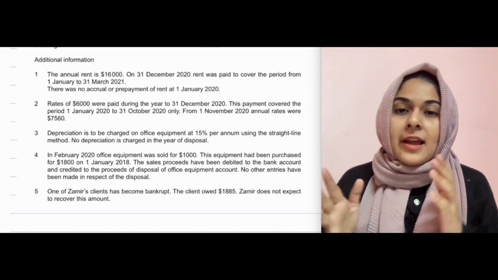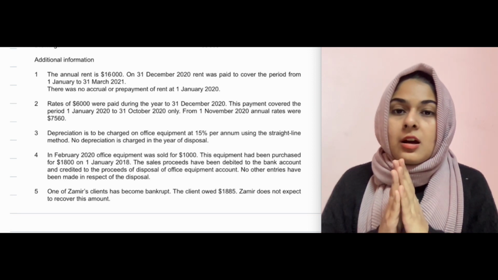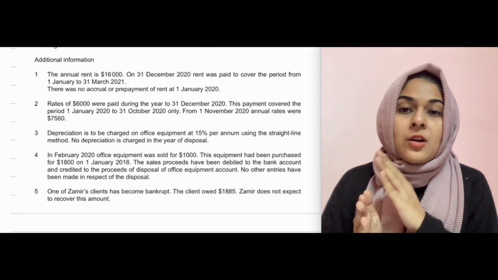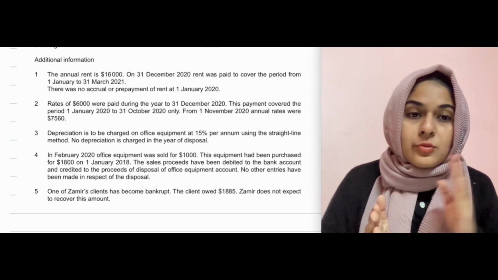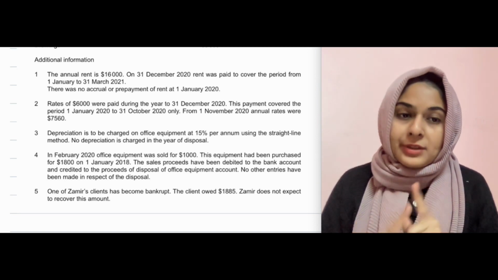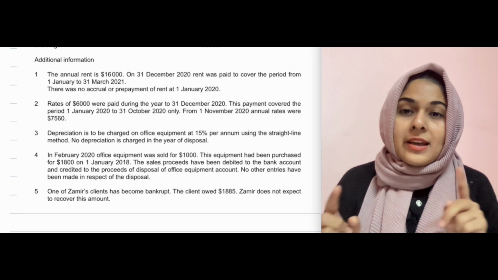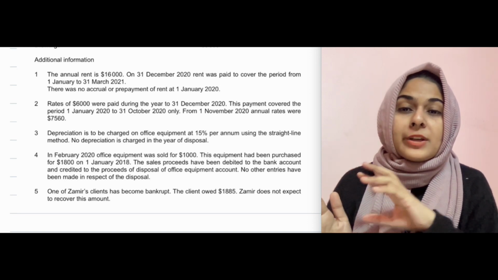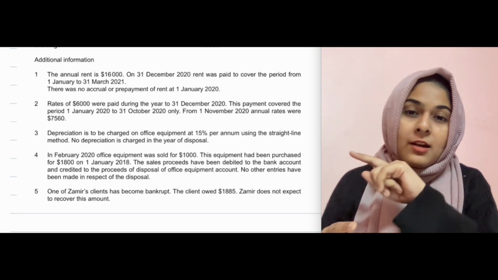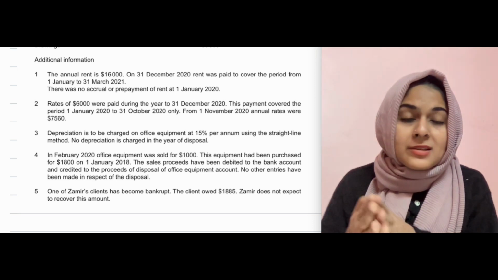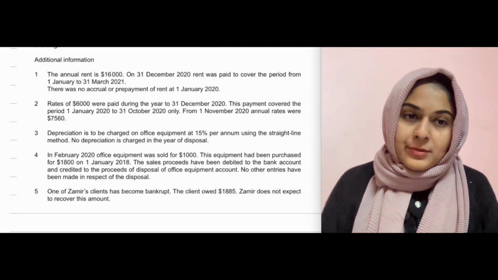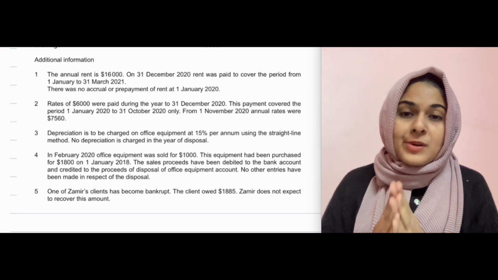So here they're saying the annual rent is 16,000. On 31st December 2020, rent was paid to cover the period from 1st January to 31st March 2021. So your period is still 31st December 2020. लेकिन इन्होंने जो rent pay किया है, they have paid from 1st January to 31st March 2021 में. इन्होंने basically December में ये payment की for the next 3 months. So the next 3 months are not in the period that you are making the income statement for. Hence, it is a prepayment. ठीक है. It's a prepayment for 3 months.